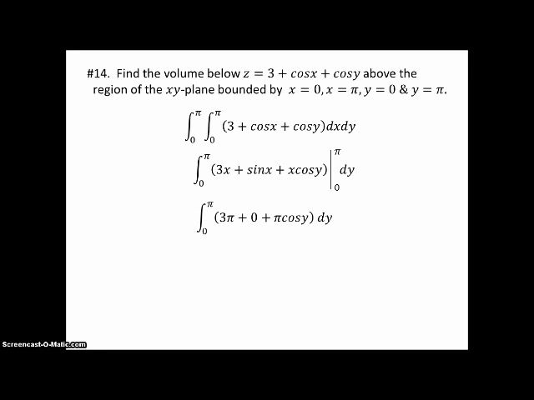Now we integrate with respect to y, and we get 3 pi y, and then the antiderivative of cosine y is sine y, and again we evaluate at pi and 0, and we get 3 pi squared plus 0 for the first limit of integration, and then everything's 0 when we plug 0 in. So there's our final answer.